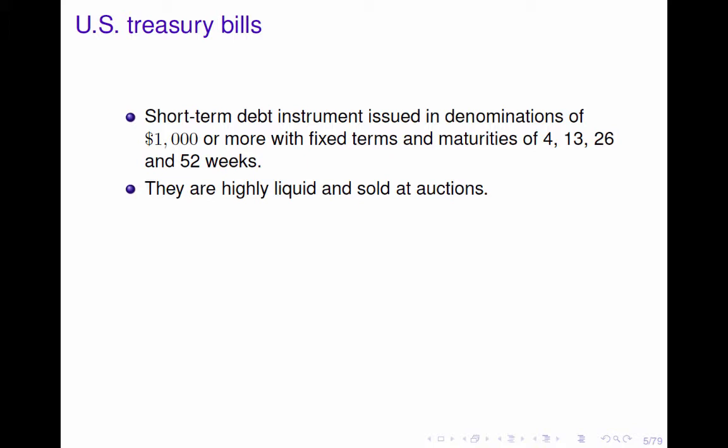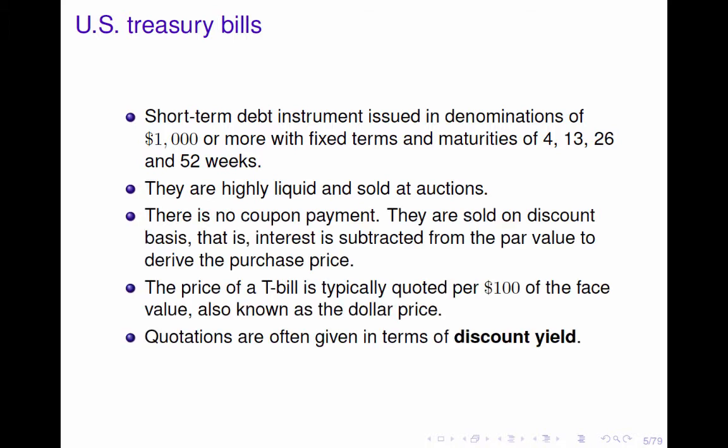In the United States, short-term debt instruments issued by the government are called Treasury bills, T-bill for short. They are issued in denominations of $1,000 or more, with fixed terms and maturities of 4, 13, 26, and 52 weeks. Due to the short term, they are highly liquid and sold at auctions. There's no coupon payment for Treasury bills. They are sold on discount basis. That is, interest is subtracted from the par value to derive the purchase price. The price of a T-bill is typically quoted per $100 of the face value, also known as the dollar price.